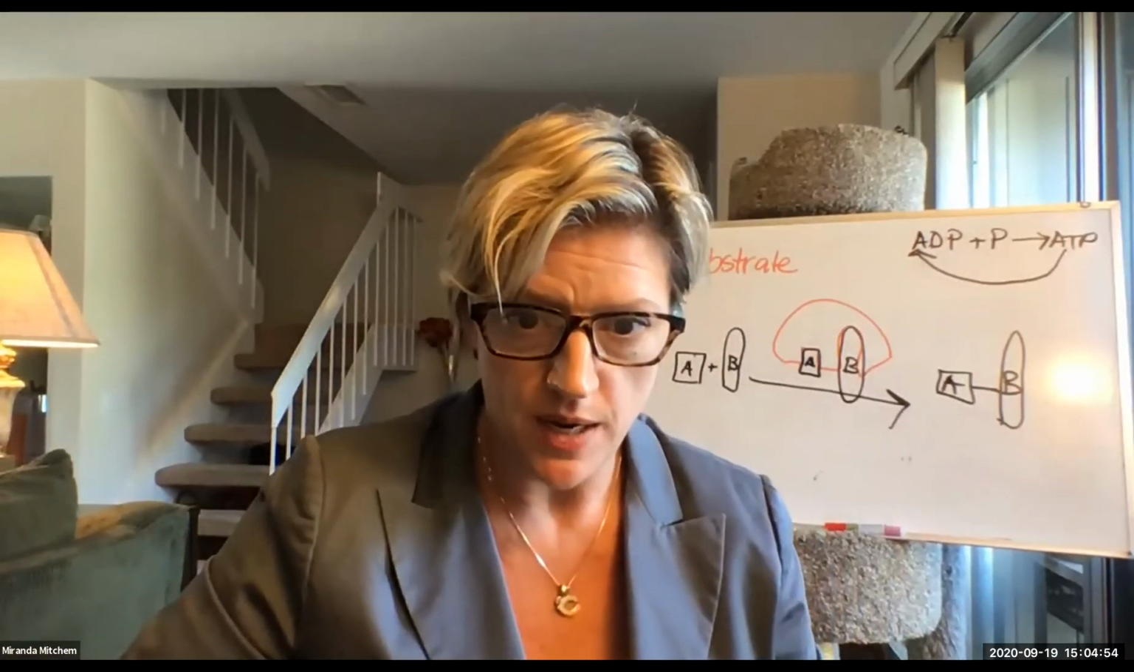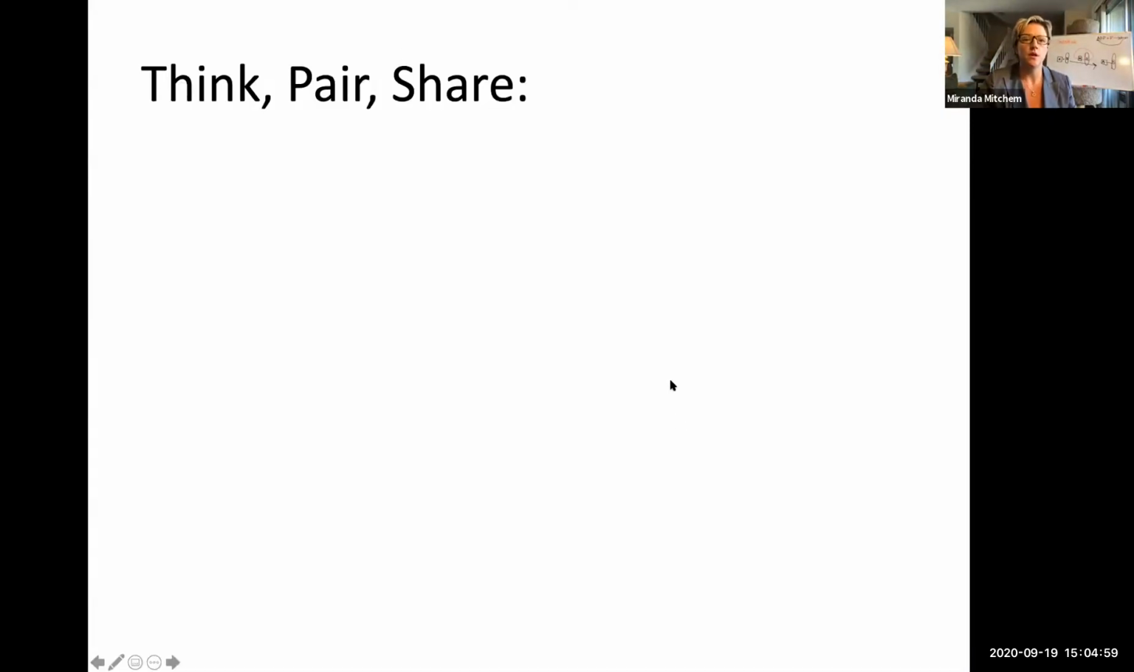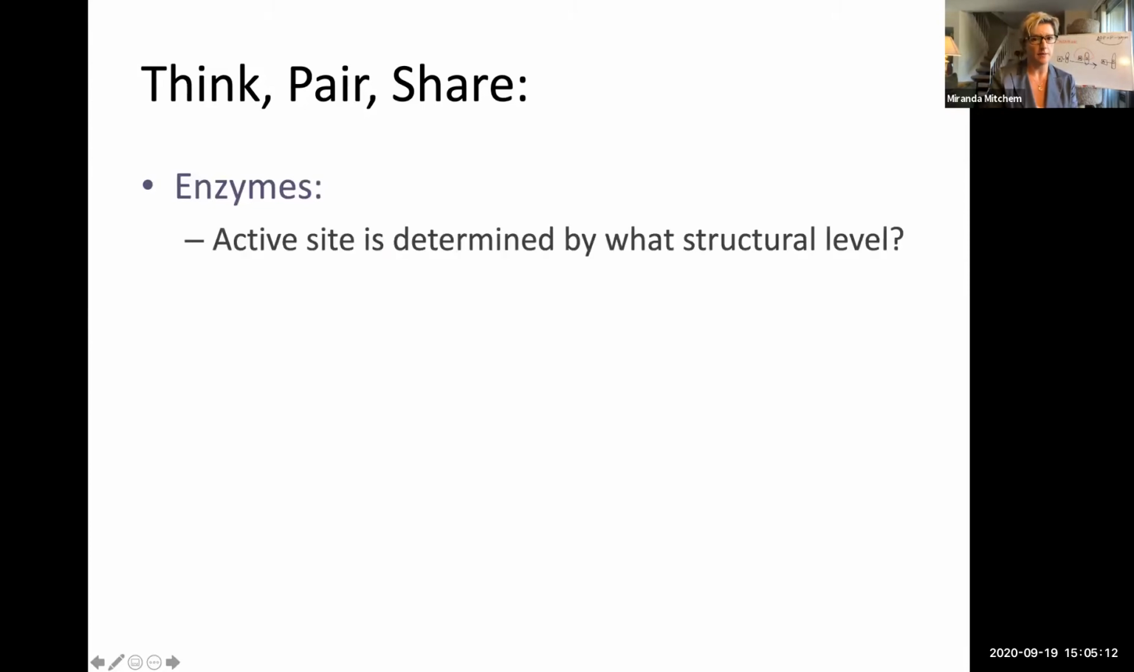Okay, let me get your screen back. So if we were in the classroom, we would turn to our nearest neighbors, and amongst yourselves, you would discuss these points. So I will leave them to you to work through on your own time. So about enzymes, you would discuss the active site. The binding site of A is the active site for A. The binding site of B is the active site of B. The active site is the site on the enzyme that binds its substrate.